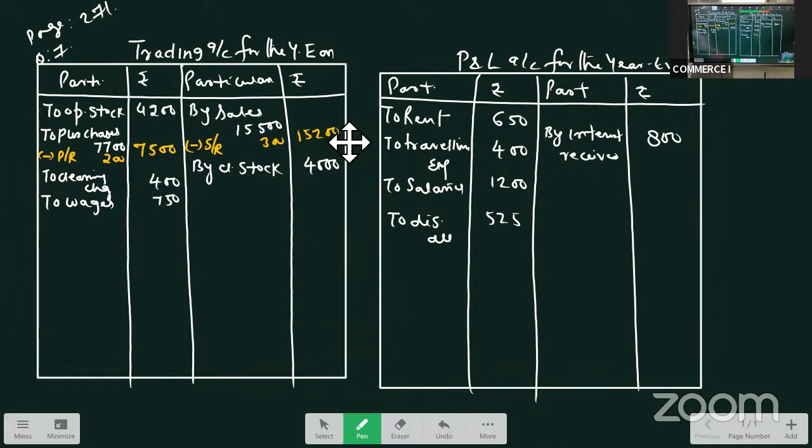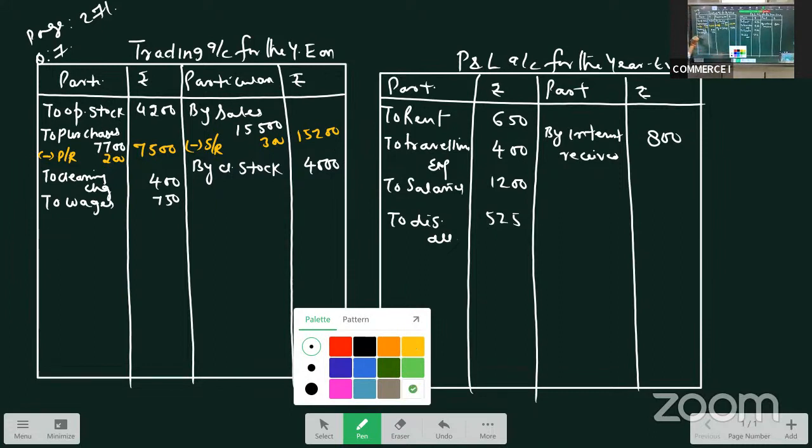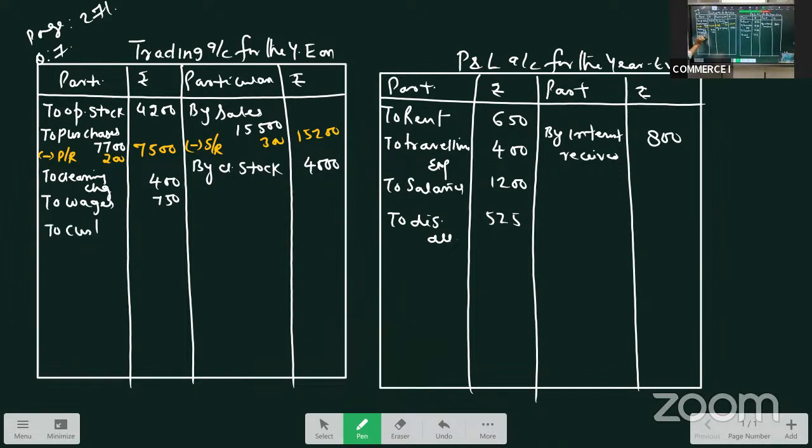Then we have custom duty. Custom duty is also a direct expense. All the duties paid are direct expenses. It will appear in trading account. To custom duty, it is given as 600. Then we have trade expenses. Trade expenses will go to P&L account, that is 700.